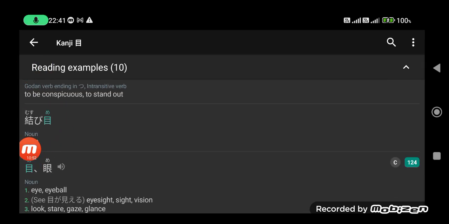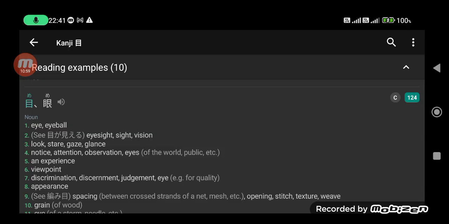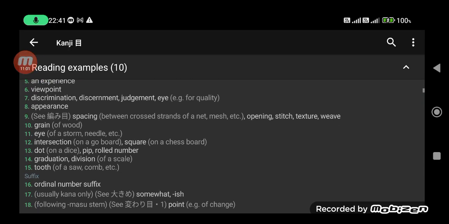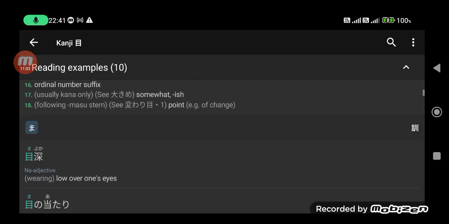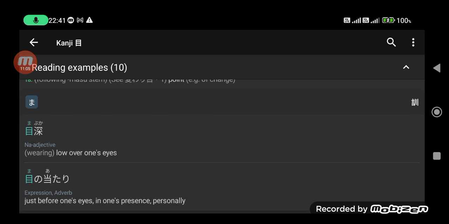How about this, musubime? And me is eyeball. How about this? The less used kunyomi for our subject kanji is ma. But let us give an example for it anyway. Just like here.